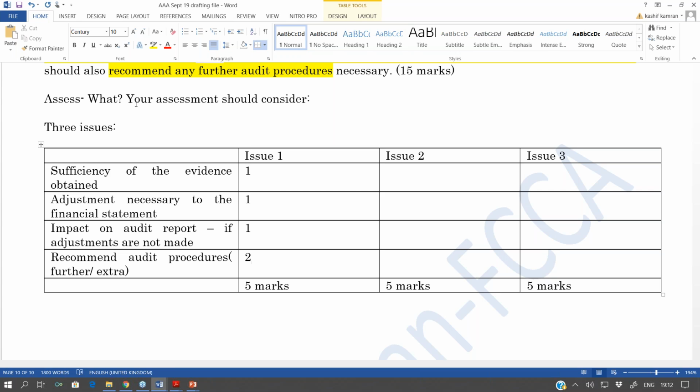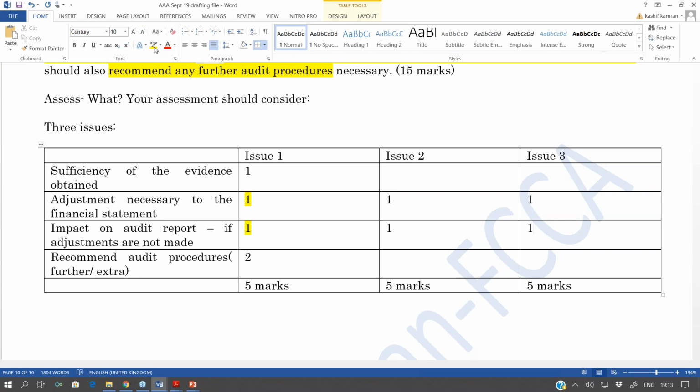For example, I write one sufficiency of evidence, I write one adjustment. Obviously, adjustment has to be one, right? Adjustment cannot be more than one. Impact on the report cannot be more than one. There has to be one impact on the report. So these marks are blocked. Do you agree? These marks are blocked, 1 and 1. One for adjustment, there cannot be more than one adjustment. One for impact, there cannot be more than one impact.